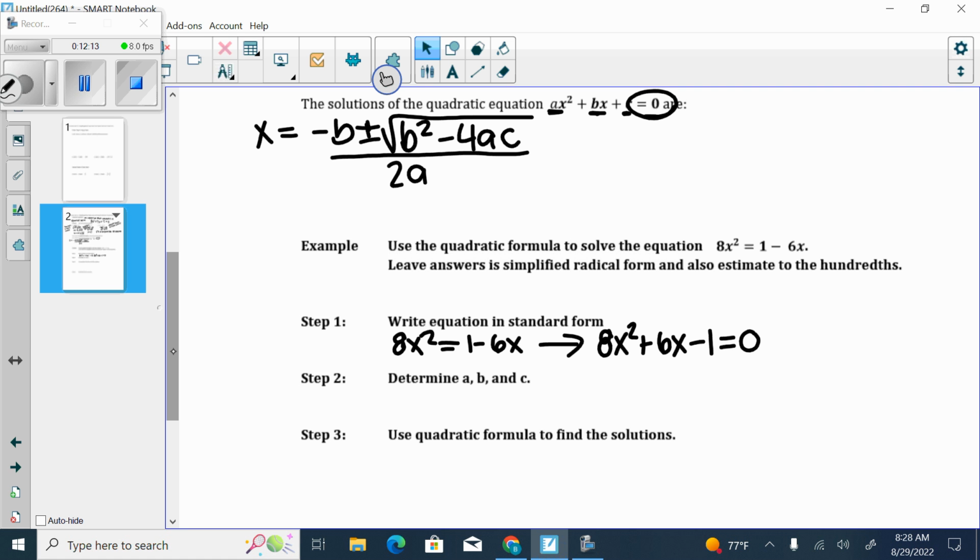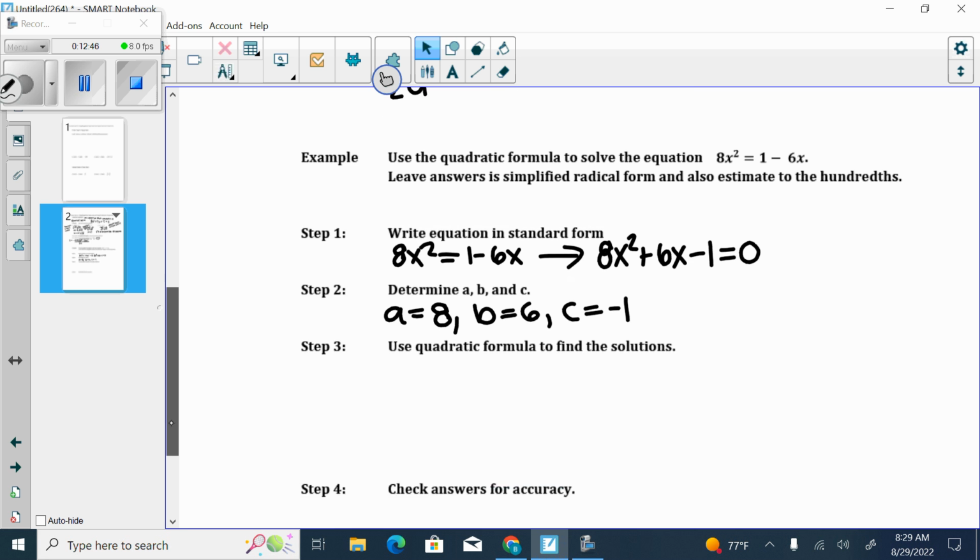So what's my a here? Good. And what's my b? And my c? Very good. So when we substitute that into this formula up here, this is what I'm using, right? Only the coefficients. You notice we didn't say that a was 8x squared, right? Only the 8. We only plug in the actual coefficients, no variables in this one, okay?